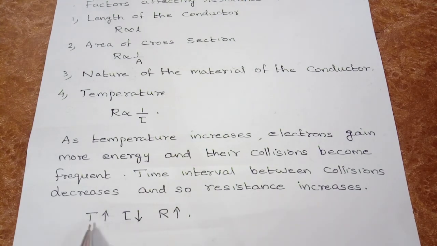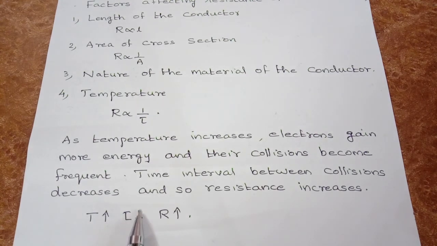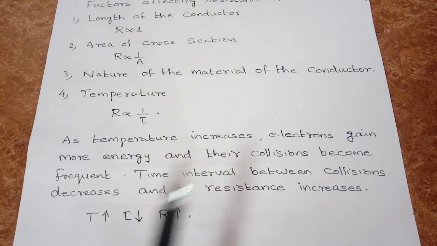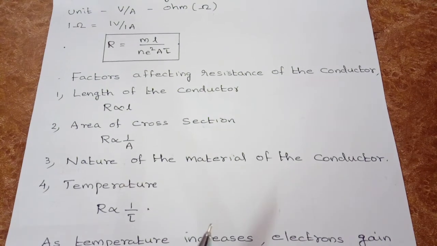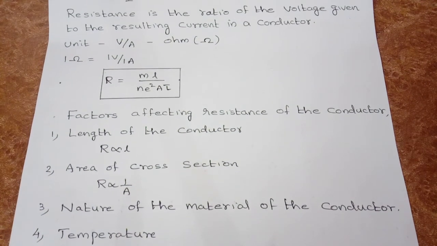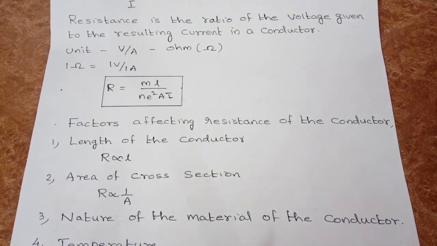So that means as temperature increases, relaxation time decreases, and electrical resistance increases. So these are the factors affecting electrical resistance. What is electrical resistance? Electrical resistance is the ability of a conductor to oppose the flow of electrons, or it is the ratio of the voltage given to the resulting current in the conductor.